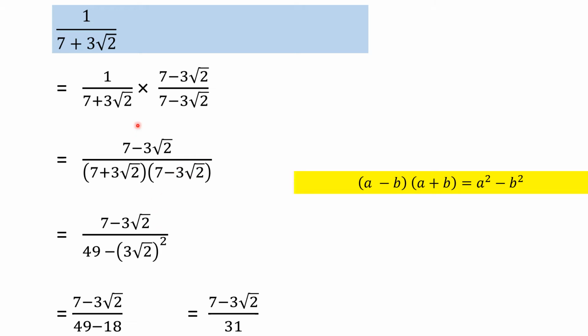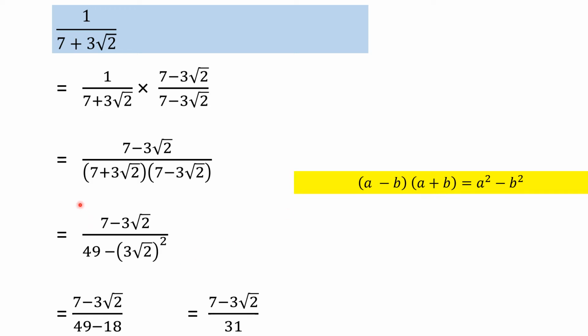Now the numerator, I don't have to do anything. I just leave it as it is. Then I open the bracket, and in order to open the bracket I need to use some formula. If there is no formula applicable, then I can always open the bracket by myself, right? But here you can always use a formula, especially this kind of formula, a minus b, a plus b, or root a minus root b, root a plus root b, a square minus b square.